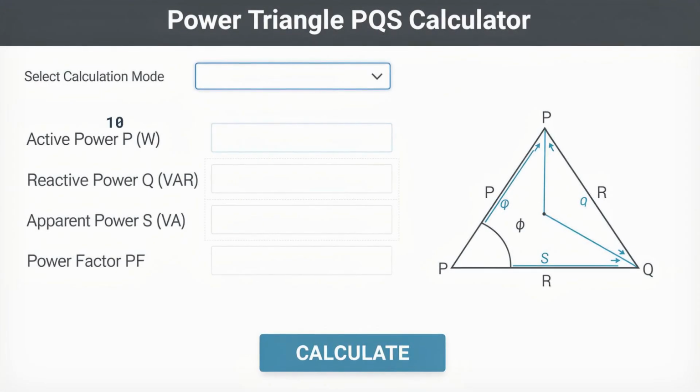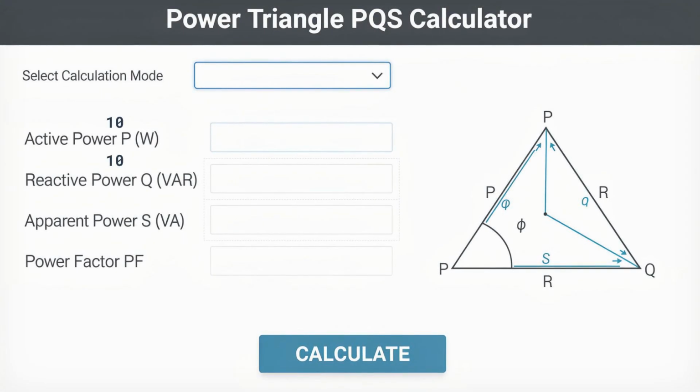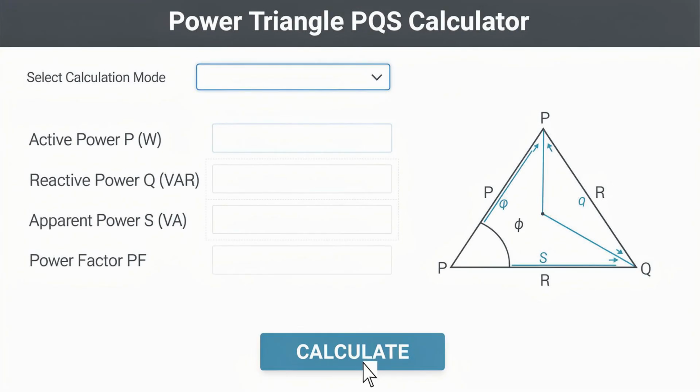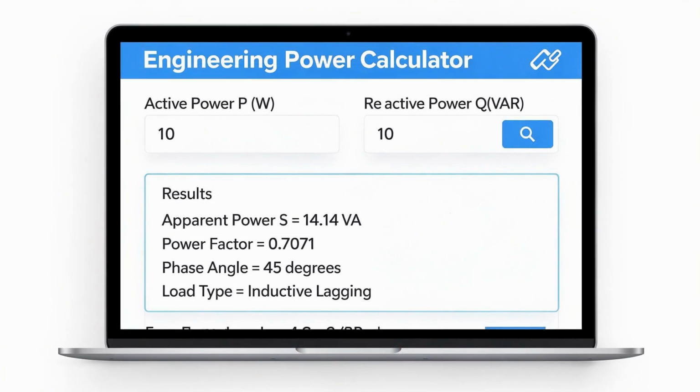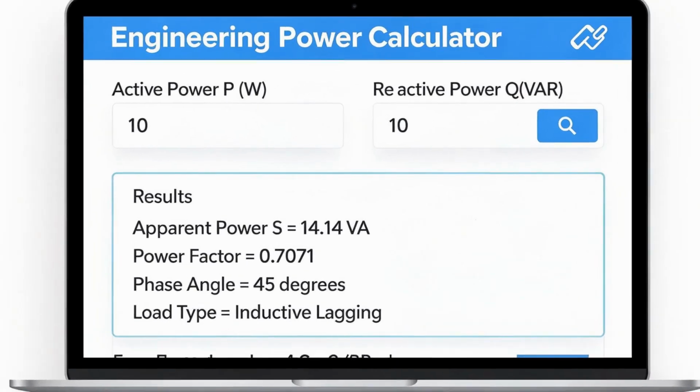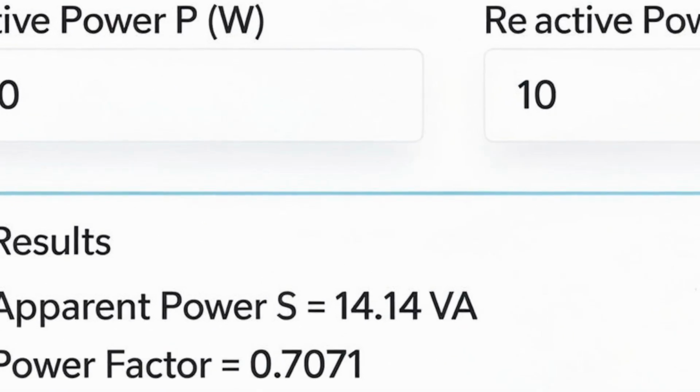I'll enter 10 kilowatts for active power P and 10 kVAR for reactive power Q. After clicking Calculate, here are our results. Active power remains 10 kilowatts, reactive power stays 10 kVAR, and the calculator determined apparent power S equals 1414 kVA.